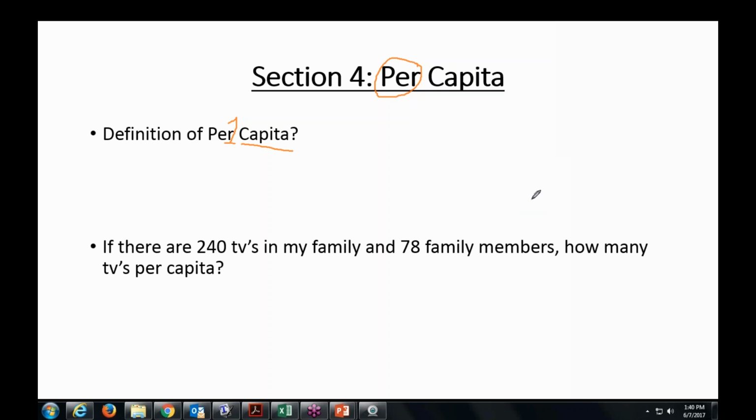And you're going to see this a lot throughout this class. We're going to talk about per capita like 4 different times. Ryan, you should know this one. Person, very good. All right, so when we're talking about capita, we're talking about people.